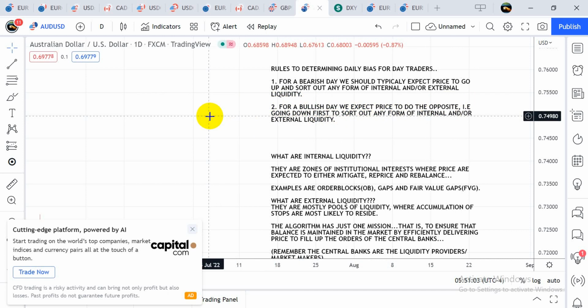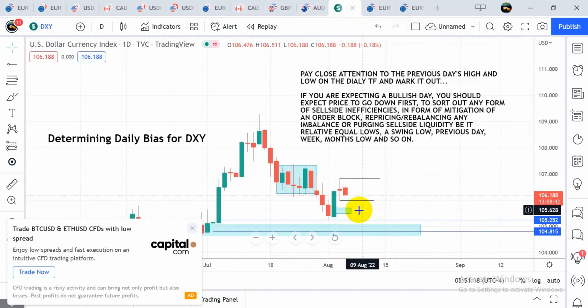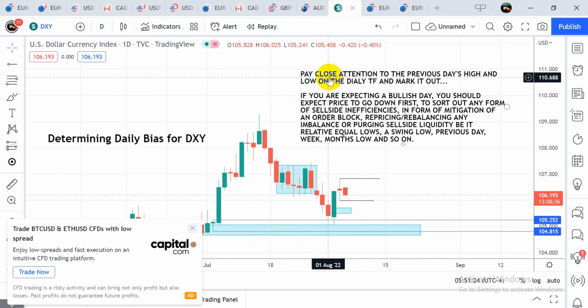To take out some kind of swing low first, okay, and actually try to balance or rebalance or mitigate anything sell side. I need the sell side part of the marketplace to be sorted out first before we can actually expect the push back up. So now pay close attention to the previous day's high and the low on the daily time frame. This is one thing you should actually note and mark it out.